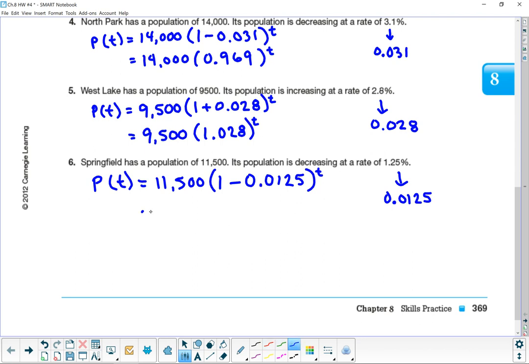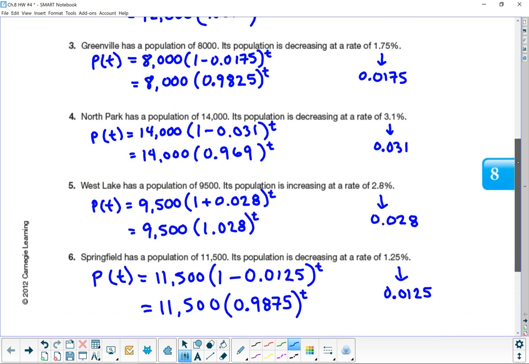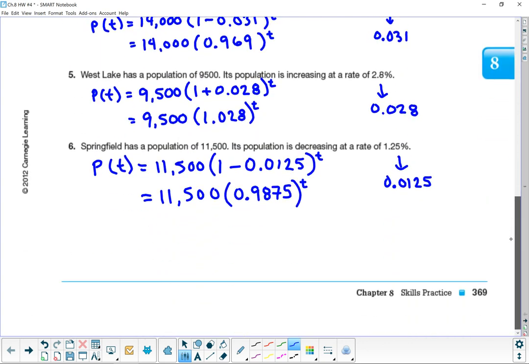So you're going to have to use a calculator: 11,500, and then you're going to use a calculator to figure out what 1 minus 0.0125 is. So that's going to be 0.9875 to the t power. Okay, so that's the first 6. If you need to pause at any time, go ahead and pause it.